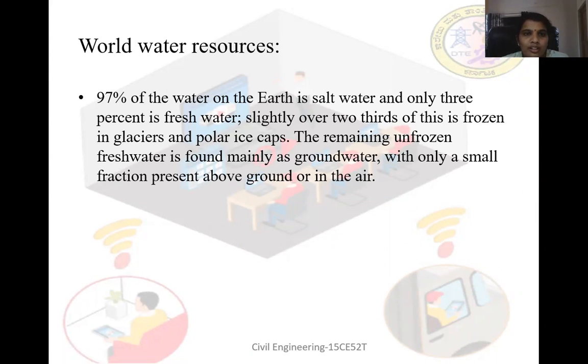As we all know that water resources available on earth are sea, river, lake, ponds, etc. But 97% of the water available on earth is salt water, and only 3% of water is fresh. And from the 3%, two-thirds is frozen in glacier and polar ice.